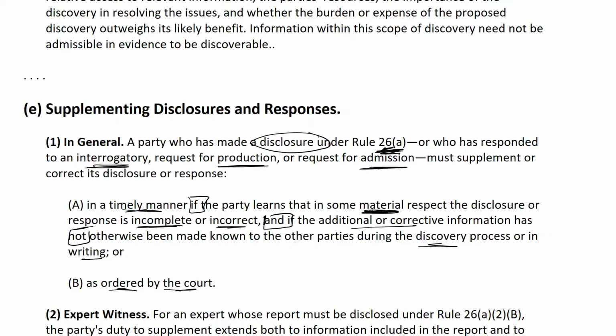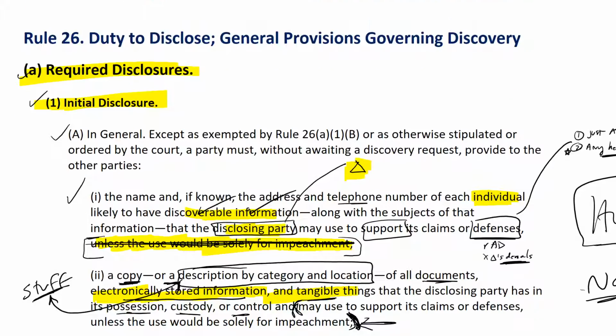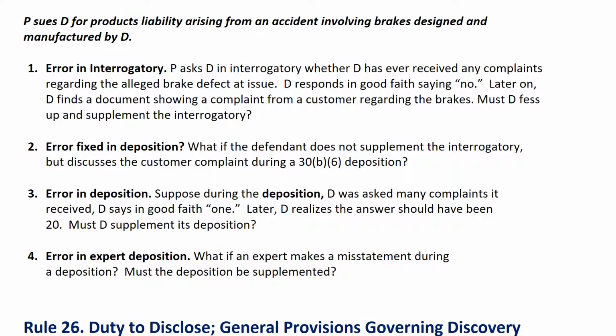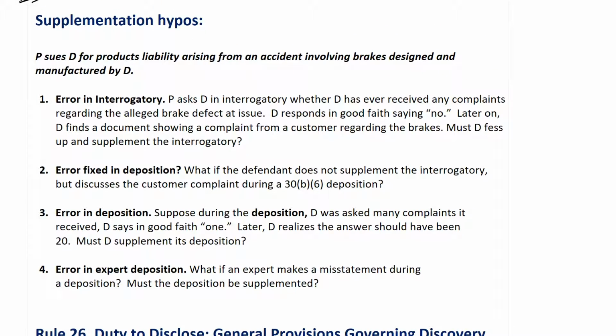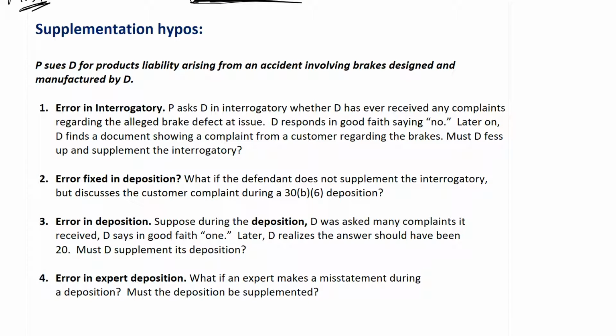Let me illustrate this through a couple hypotheticals. Let's start off with the basic idea that there's been disclosures or discovery, and later on you find out that something turned out to be wrong or incomplete. And not only is it wrong or incomplete, but it's wrong or incomplete in an important, in other words, a material way. When do you have to fess up and give the additional information?